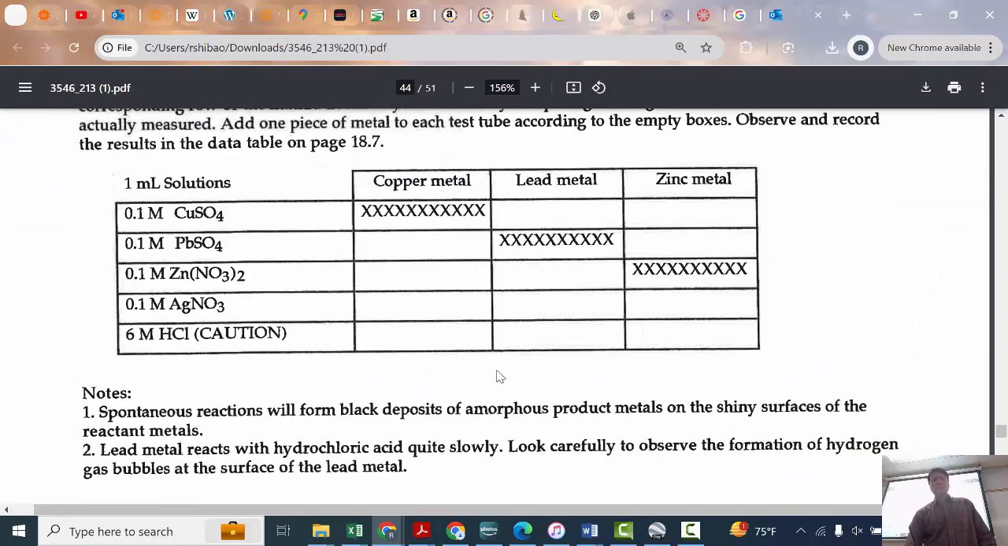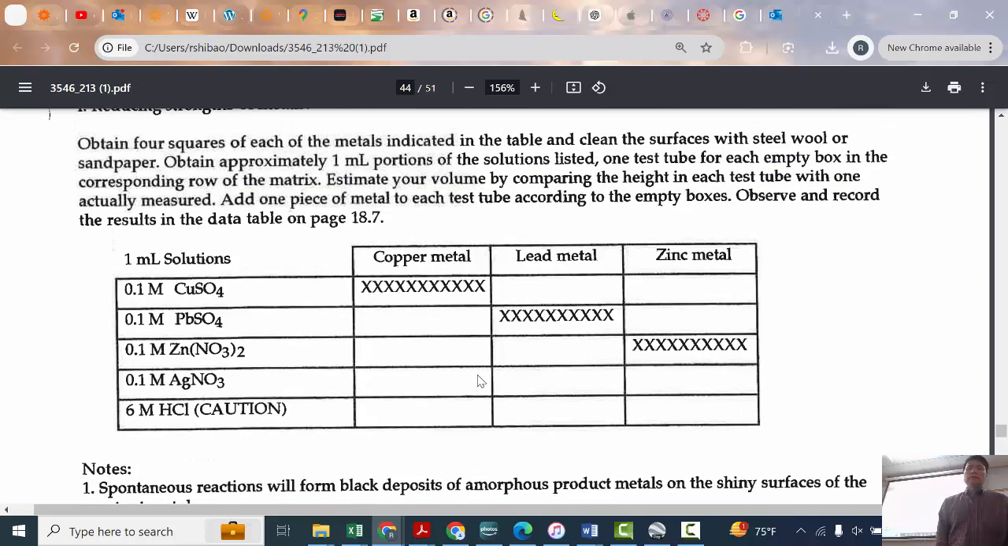So let's take a look at what we're doing here. We have 3 metals here. Metals are good reducers. Metals can give up electrons. Reducers are going to lose electrons, undergoing redox reactions. And we have 3 metals here.